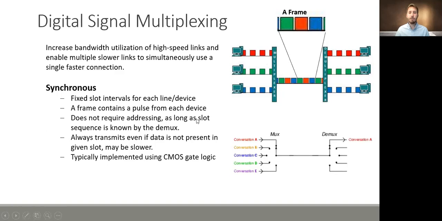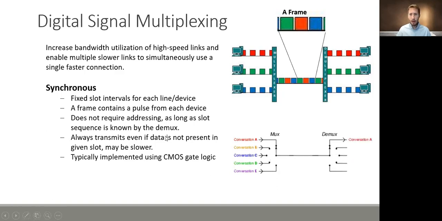The nice thing about synchronous is that it doesn't require an address. On the demultiplexing side, you know what the sequence in the frame is going to be based on the predetermined logic on the front end. So you know that you expect first a green pulse, then a red pulse, then a blue pulse, and you can decode it that way. So there doesn't have to be any special addressing. It's always the fixed time interval. That's the key. You have a fixed time interval and a fixed sequence. Always one, then the other, and then the other, at the same sequence and time interval.